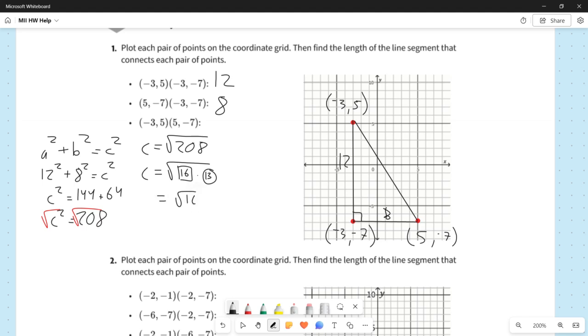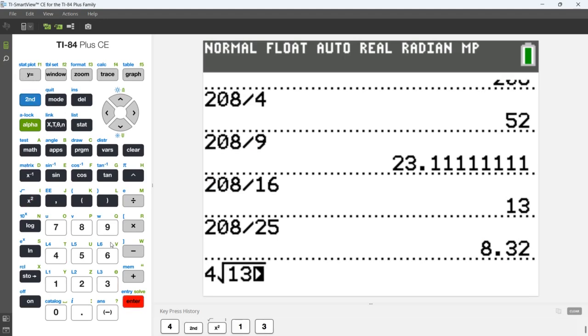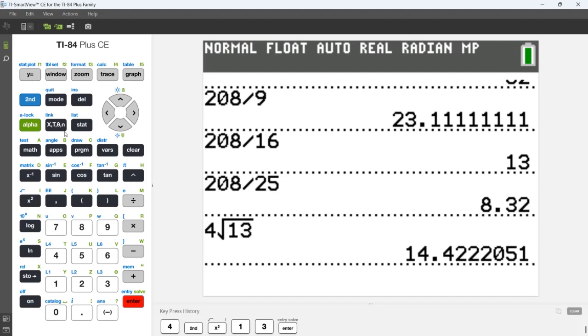I can split this up as two smaller square roots. And so the square root of 16 is 4, and then the root 13 cannot be simplified, and so that is our length for, that is our third length. So 4 root 13. And I didn't get a decimal approximation here, but maybe I'll just do that real quick. So 4 square root of 13 is approximately 14.42.